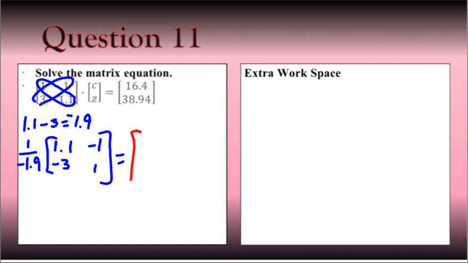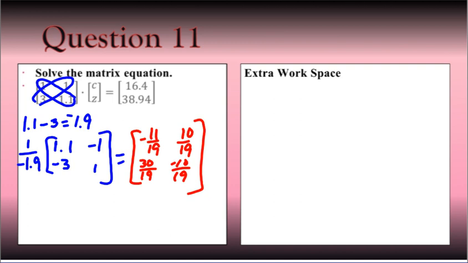And then when I multiply those, I now have 1.1 divided by a negative 1.9. That gives me a negative 11/19. Negative 1 divided by a negative 1.9 gives me 10/19. Then negative 3 divided by negative 1.9 gives me 30/19. And then 1 divided by negative 1.9 gives me a negative 10/19.